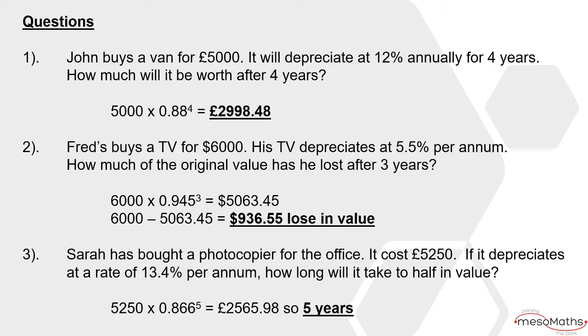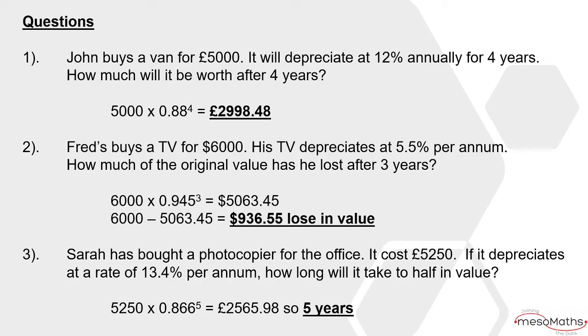Okay, let's see how you got on with these questions. So, question 1. John bought a van for £5,000, depreciating at 12% annually for 4 years. How much is it worth after 4 years? So the multiplier is 0.88 to the power of 4, giving you an answer of £2,998.48.